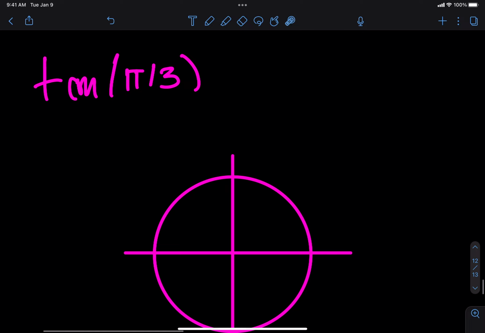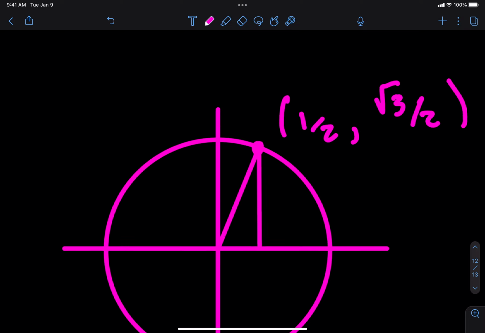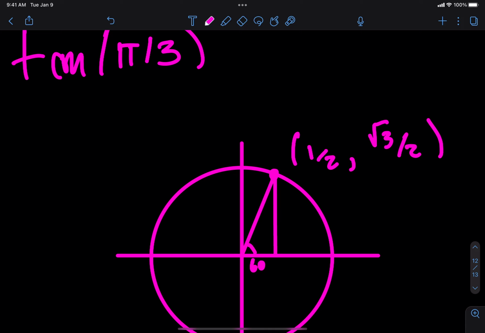What is pi over 3? It's a 60-degree angle, so I'm going to put it in. Here comes my 60-degree angle. And I know the coordinates of this point are 1/2, comma, square root of 3 over 2. Okay, you can figure that out if you want using 30, 60, 90 triangles. I know this one is a 60, I know this one is a 30, and I know this length is 1. So I determine that this side length should be 1/2, this side length should be square root of 3 over 2.